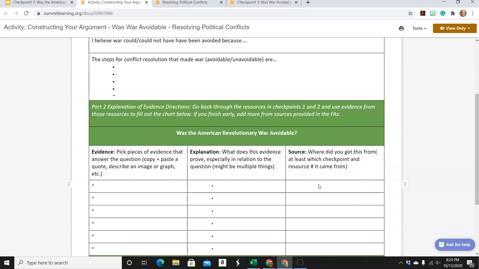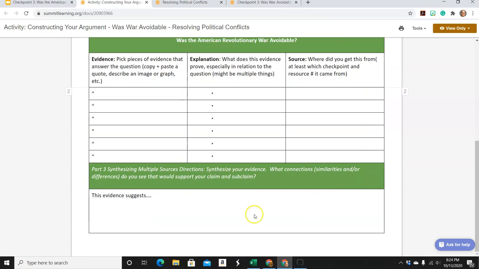In the last box, just put the title of the document or the author. The second row, under evidence, your second quote goes there. Explanation. Then in the last column, you're going to put the title or the author. At the bottom here, you're going to compare and contrast the two documents by saying these documents are similar because, these documents are different because, and make sure you explain how they support your claim.